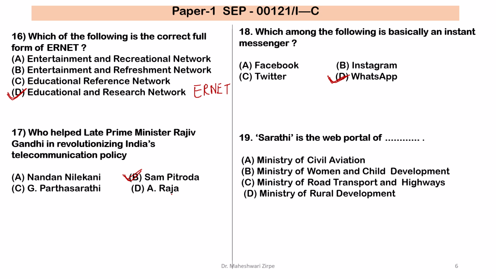Then next is, Sarthi is a website portal of dash. So Sarthi is a portal which is used by the Ministry of Road Transport and Highways. So option C is the correct option. Sarthi is a website portal. If you go and see, it is for road transport and highways. The Ministry of Road Transport and Highways. Okay. The others also you should know if such questions are asked.